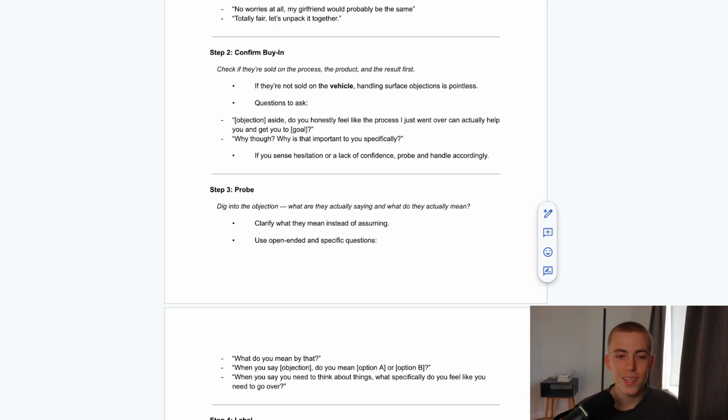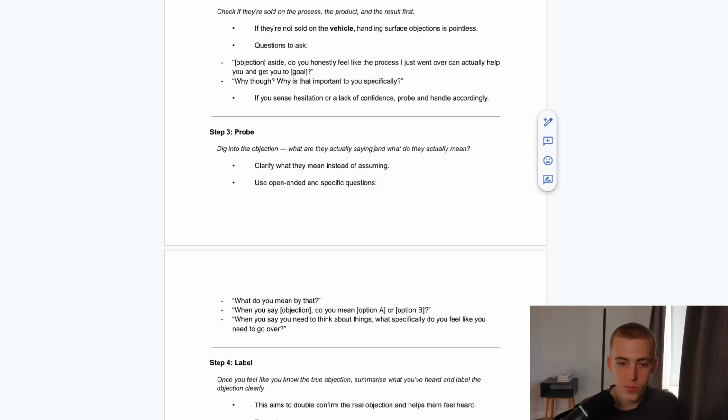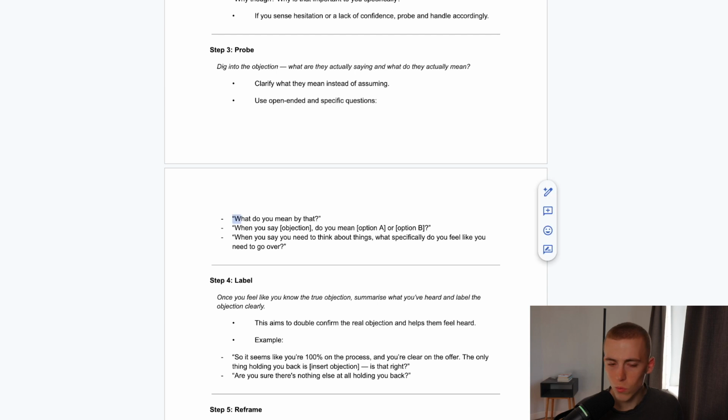Okay, so dig into the objection. What are they actually saying? What do they actually mean? Clarify what they mean instead of assuming. Use open-ended and specific questions. What do you mean by that? Or when you say objection, do you mean option A or option B? I'll give you an example of this. When you say it's a lot of money, do you mean it's completely out of your budget and you want to do this, or you've got the money, it's just a bit of a big jump? All right, so that's probing in to understand if it's fear or it's money logistical.